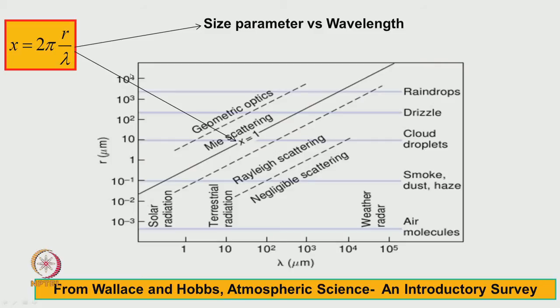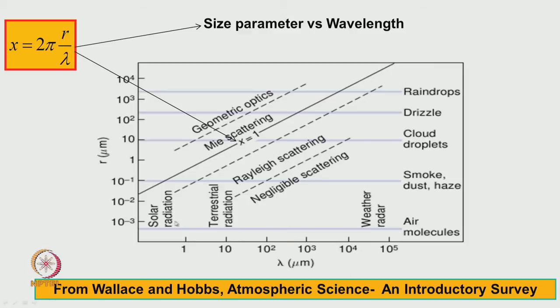And this r is also the radius of the particle. Now consider solar radiation. Air molecules are small in size, so x is very small. x is 1 here, x is lower here, x is higher here. I have put x equal to 2 pi r by lambda, so x is increasing in this direction. The size of air molecules is less than 10 to the power of minus 3 micrometer, smoke, dust and haze are 0.1 micrometer, cloud droplets can be 10 to 100 micrometers, drizzle is 100 micrometers, raindrops can be millimeters. You know that, you do not require somebody to teach you, okay.